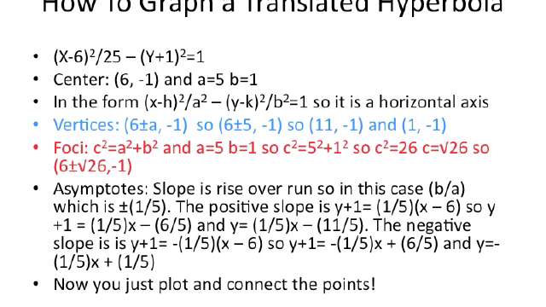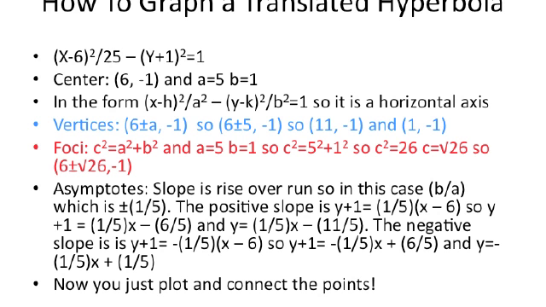Now I'm going to show you how to graph a translated hyperbola. The equation we're working with is x minus 6 squared over 25 minus y plus 1 squared equals 1. The center is h, k, and in this case, it is 6, negative 1. Since the equation is in the form x minus h squared over a squared minus y minus k squared over b squared equals 1, it's going to have a horizontal axis. The vertices are 6 plus or minus a, negative 1. And since a equals 5, the vertices are 11, negative 1, and 1, negative 1.